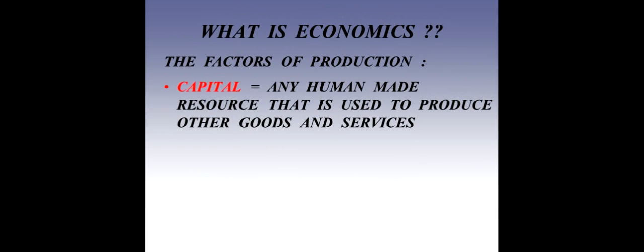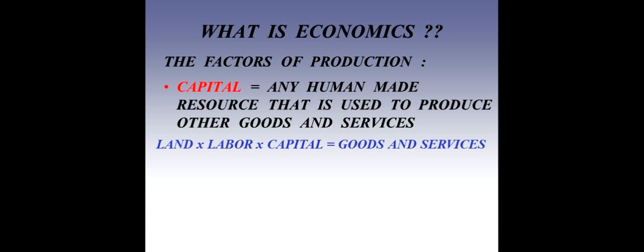And the third factor of production is capital. And capital is defined as any human-made resource that is used to produce other goods and services. Capital has some unique aspects to it. We're going to examine those a little bit closer here in a few moments. But continuing with our math analogy, here we have our equation with our variables and a product at the end. Land times labor times capital equals goods and services.